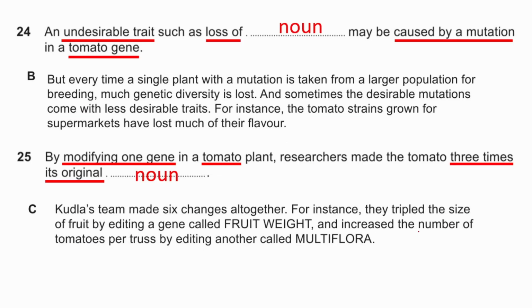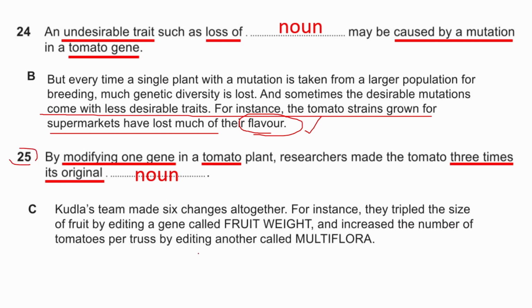So let's begin. 24. We have this part in paragraph B: and sometimes the desirable mutations come with less desirable traits. For instance, the tomato strains grown for supermarkets have lost much of their flavor. Flavor is the correct answer. Again, the part of speech is changed: loss of, and here we have lost. So remember, we said the answers are in the same order. Now we need to move on in the next part to find question 25.